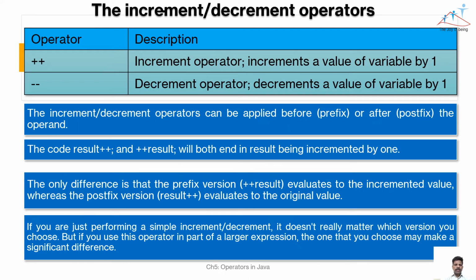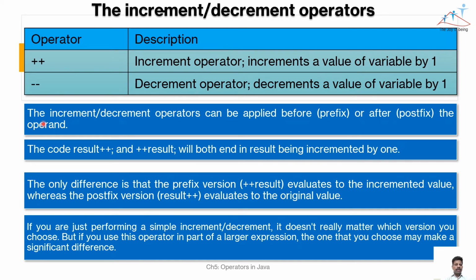Children, now we will discuss a very important operator, that is, increment and decrement operators. These operators are unary operators, meaning these operators will be used on only one operand. The symbols used for increment and decrement are plus plus and minus minus. Plus plus is an increment operator. It increments the value of a variable by 1. Minus minus is a decrement operator. It decrements the value of a variable by 1.